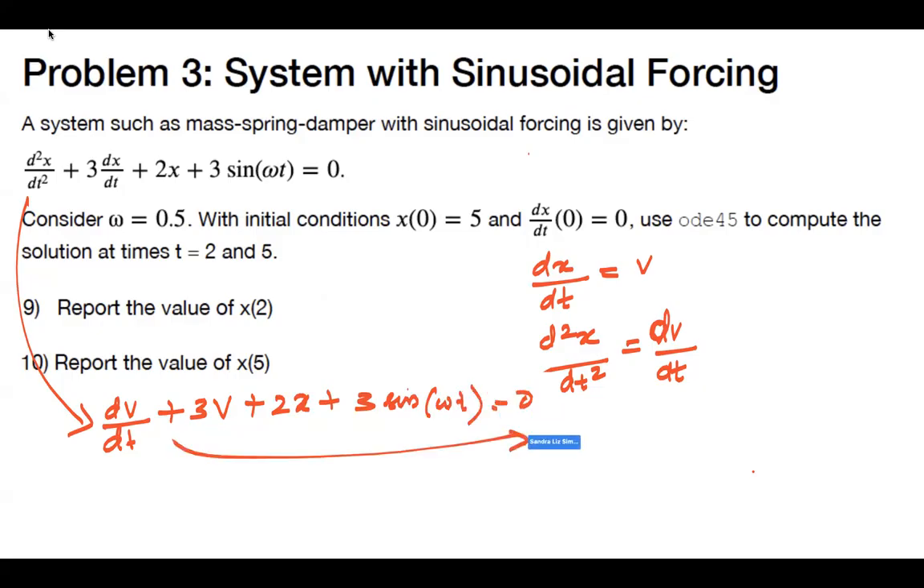Bring everything to the other side, so this whole thing will be minus. So the first equation is dx by dt is equal to v, and the next equation is dv by dt is equal to minus of 3v plus 2x plus 3 sine omega t. The minus is for the whole thing. Okay, so this is what the equation looks like.